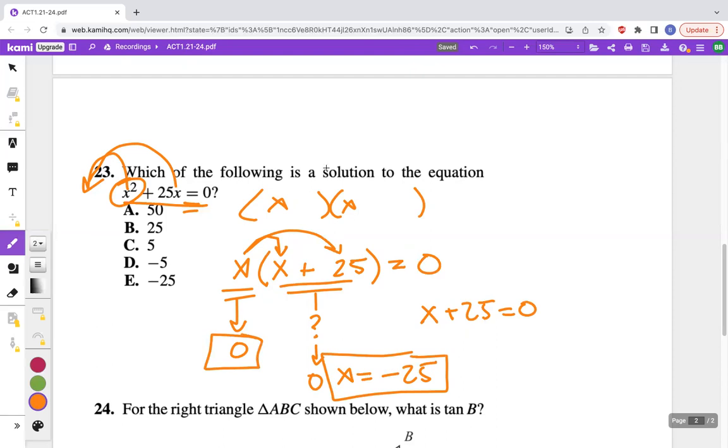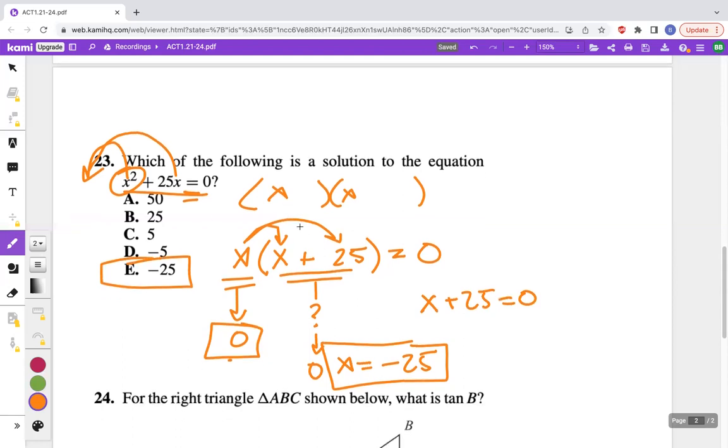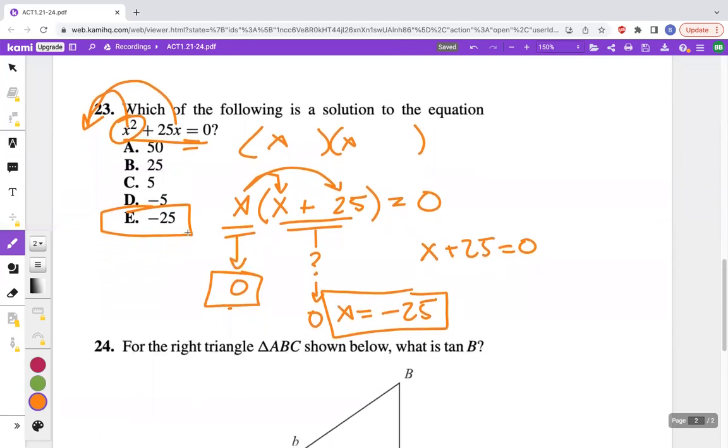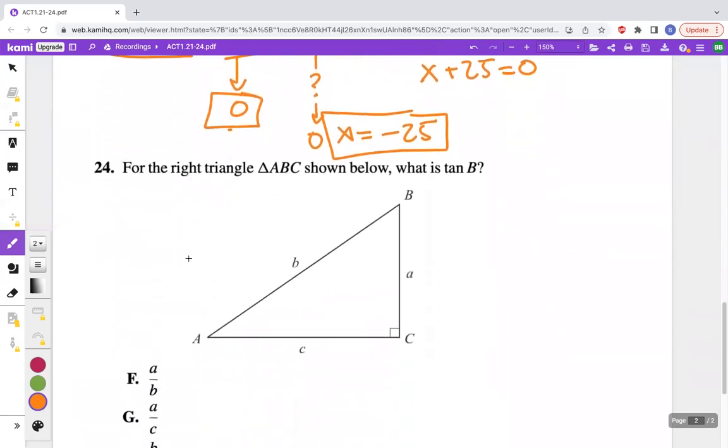Which of the following is a solution? It looks like they don't give you 0. I was wondering why they didn't have 2 solutions listed, but they don't give you 0, so they make you answer only negative 25. This is something that will come up a lot, so make sure you feel confident with your quadratic skills here.